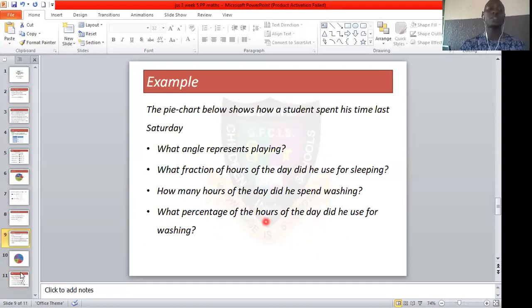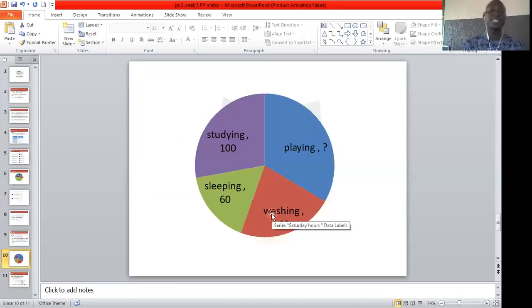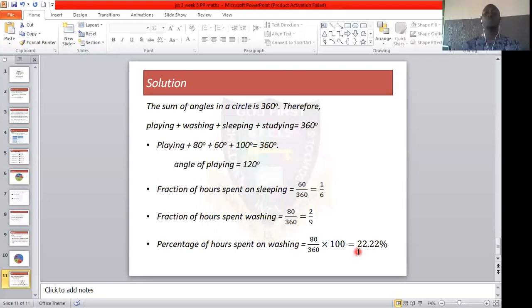So this is washing, 80 degrees divided by 360 times 100, which will give you 22.22%. This is how to extract information from a given pie chart.